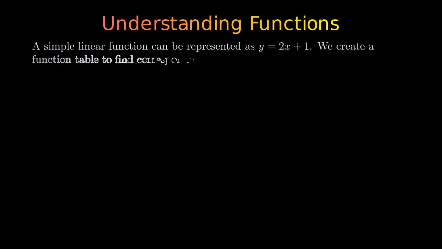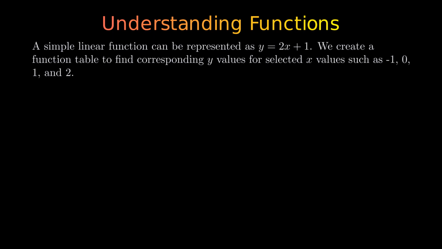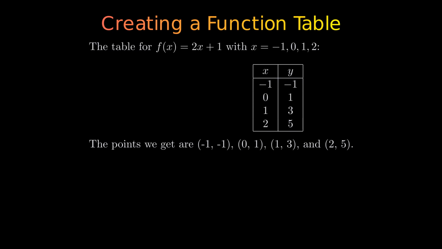A simple linear function can be represented as y equals 2x plus 1. We create a function table to find corresponding y values for selected x values such as -1, 0, 1, and 2. The table for f(x) = 2x + 1 with x equals -1, 0, 1, 2 gives y equals -1, 1, 3, 5. The points we get are (-1, -1), (0, 1), (1, 3), and (2, 5).